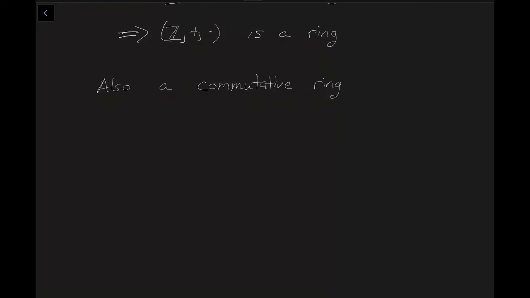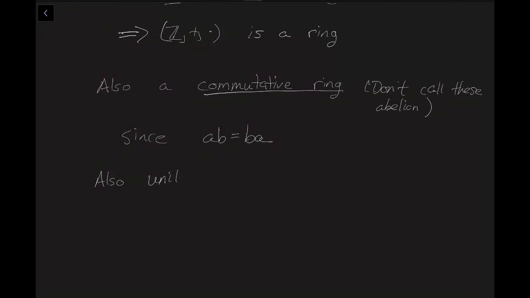Now, this ring is also commutative. When we talk about groups, we call these abelian groups. When we talk about rings, we just call them commutative rings. So we don't call these abelian. And that's just because if we take A times B, it's B times A, right? It doesn't matter if we do 3 times 5 or 5 times 3. Now, it's also a unital ring, because it has a multiplicative identity, and that multiplicative identity is going to be 1.